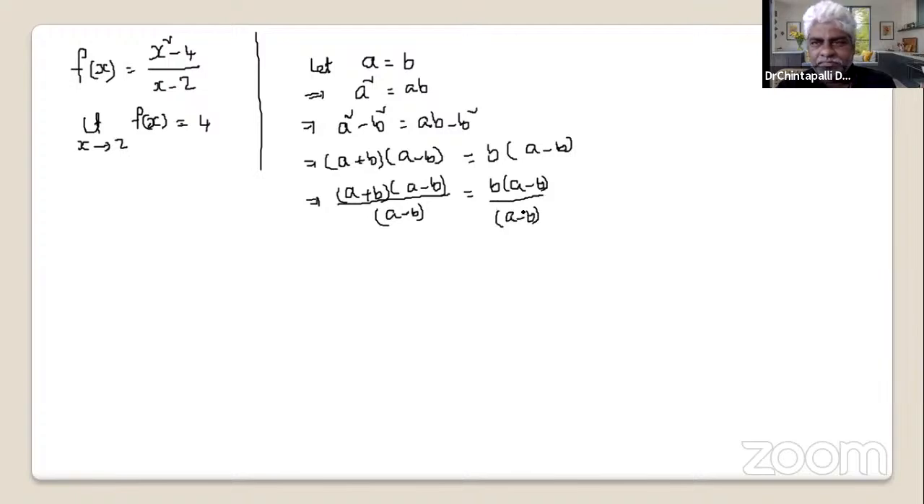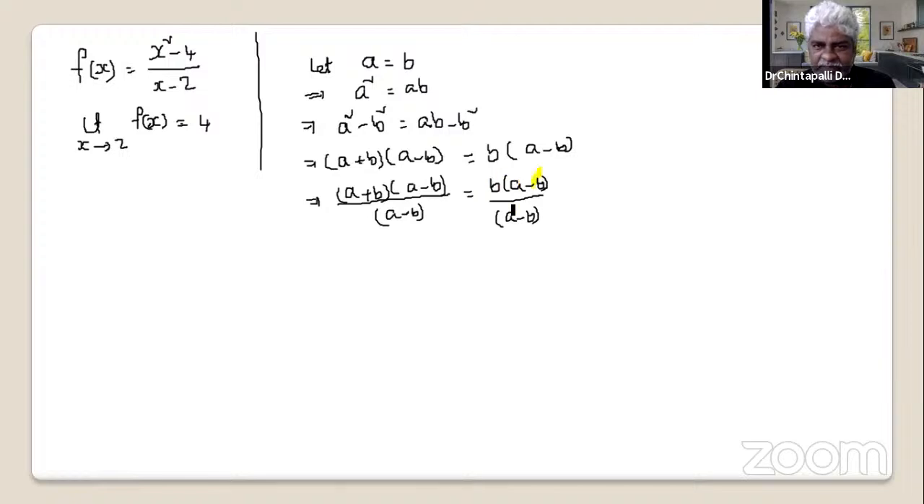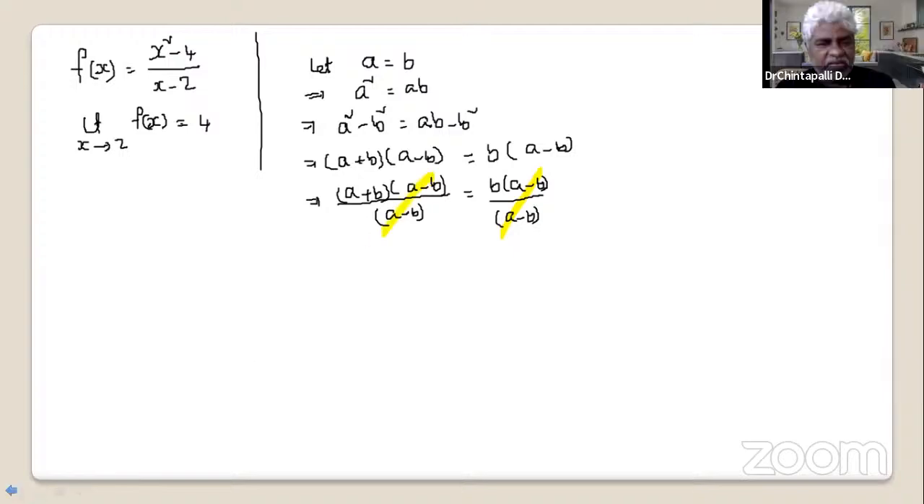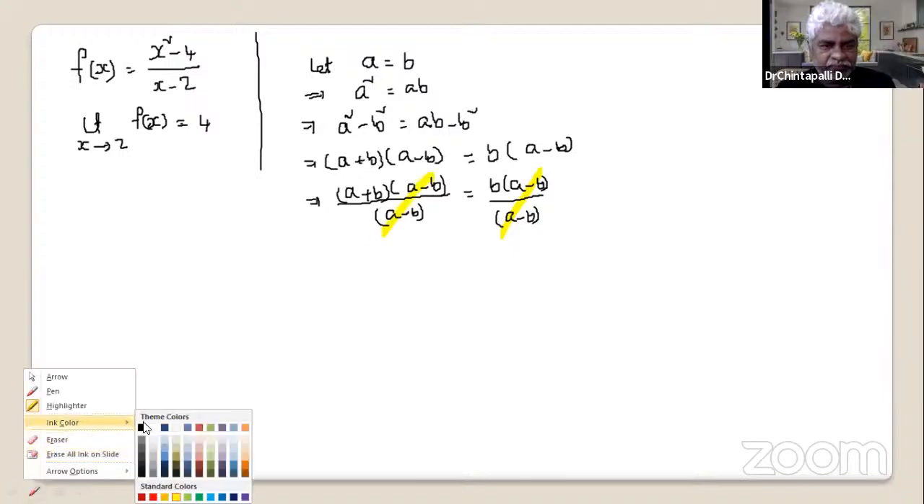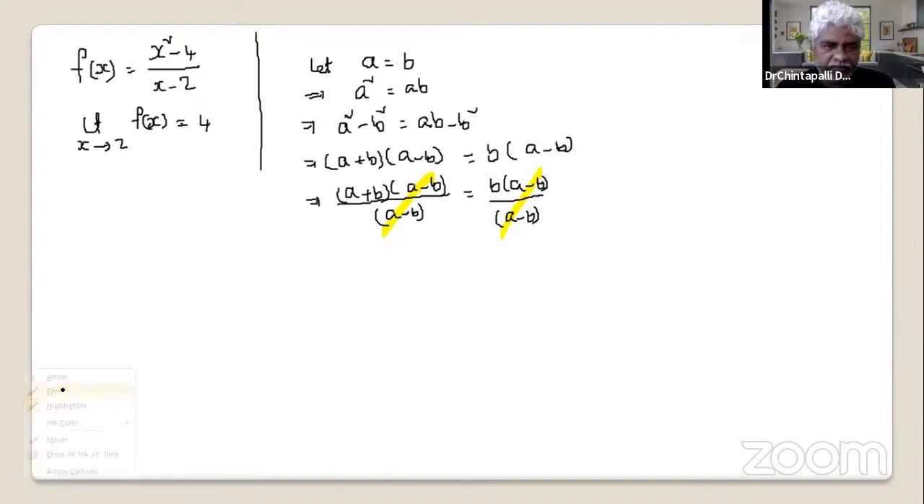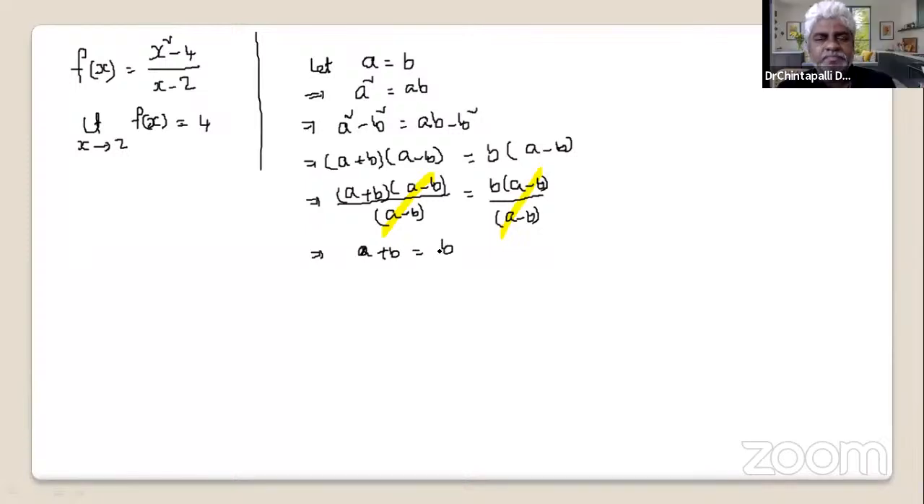What happens now? Any cancellation? A minus B and A minus B. You want me to cancel A minus B with A minus B? Then we are left with A plus B equals B. A plus B is equal to B.